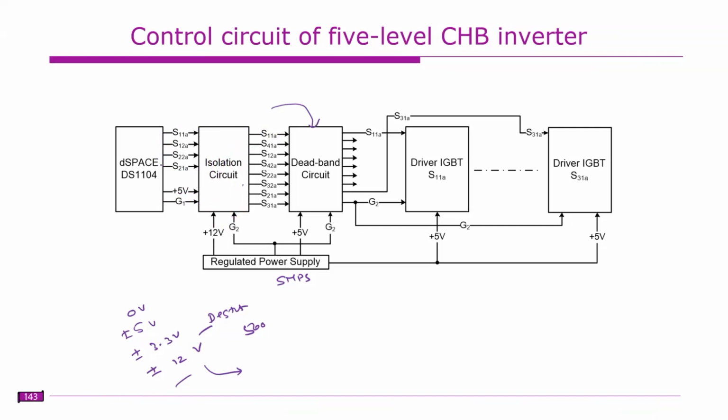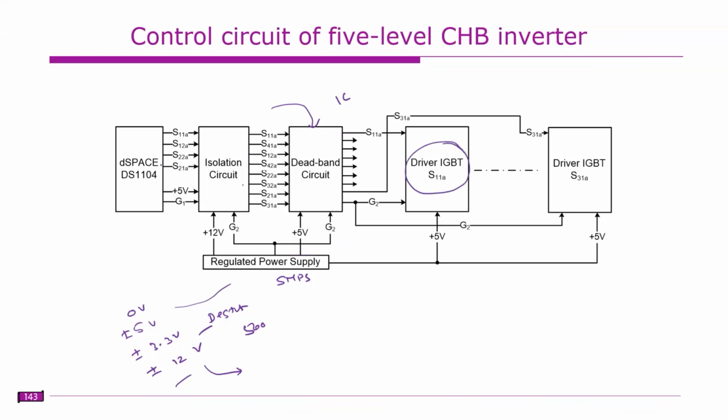We already discussed these deadband circuits. This deadband circuit is usually formed with ICs 74 series, AND gate or NOT gate. For AND gate or NOT gate, you require a 5-volt supply. Again, this 5-volt supply is obtained from this SMPS. The ground remains the same here because it has the same supply. Now from this deadband circuit, it goes to each driver circuit.